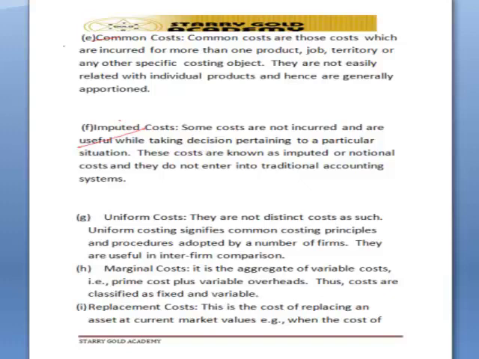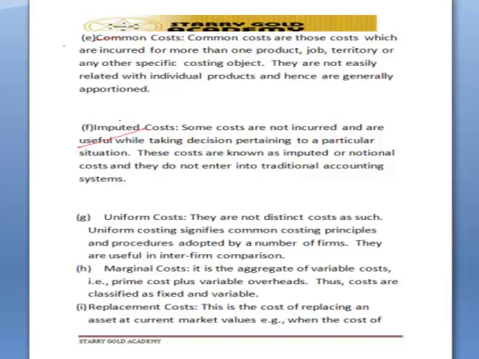For example, one kind of such cost is interest on internally generated funds, like your retained profits. Another is the salary of the owners of the business, like for instance a proprietor or a partnership, notional rent. The owner of the business is using his own personal house to run the business. So all those things are what we call imputed costs.